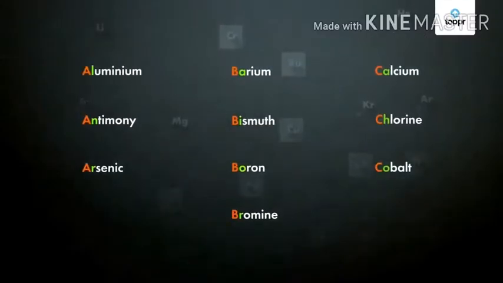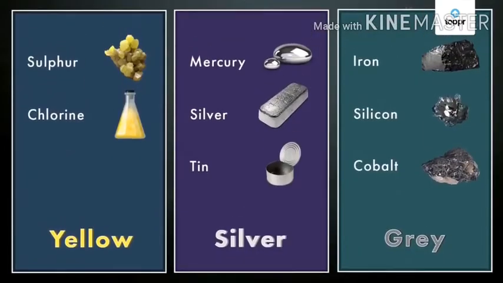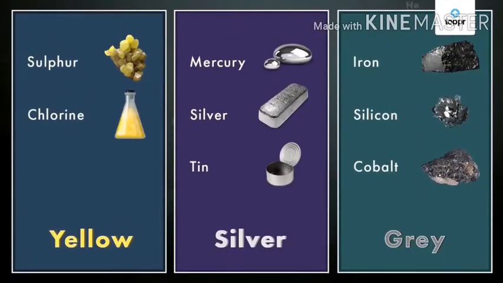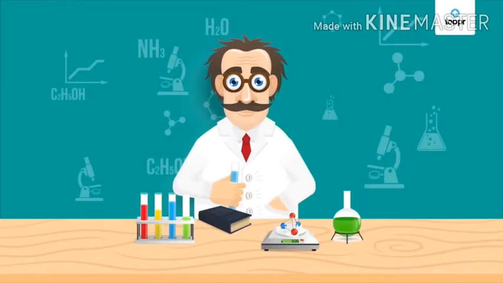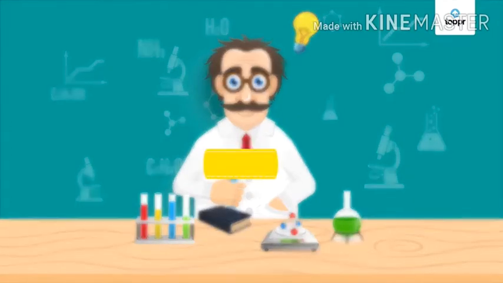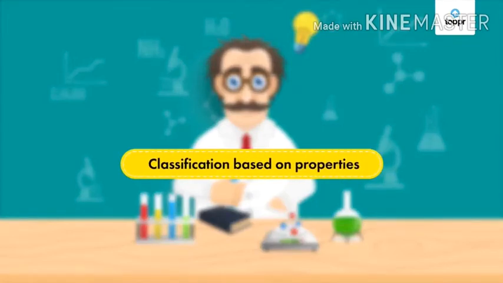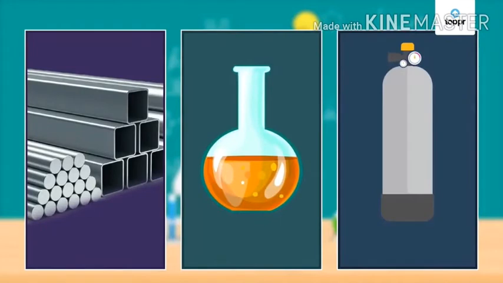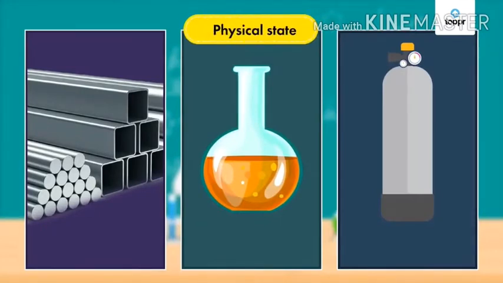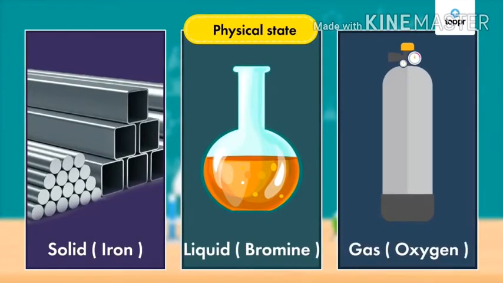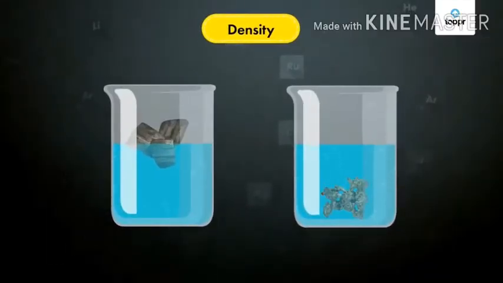Based on alphabetic order? Or, for example, based on the color? No. The scientists were continuously thinking about what basis we can use to identify them. Yes, the classification is based on the properties of the elements. For example, the physical state like solid, liquid or gas. Or based on the density.